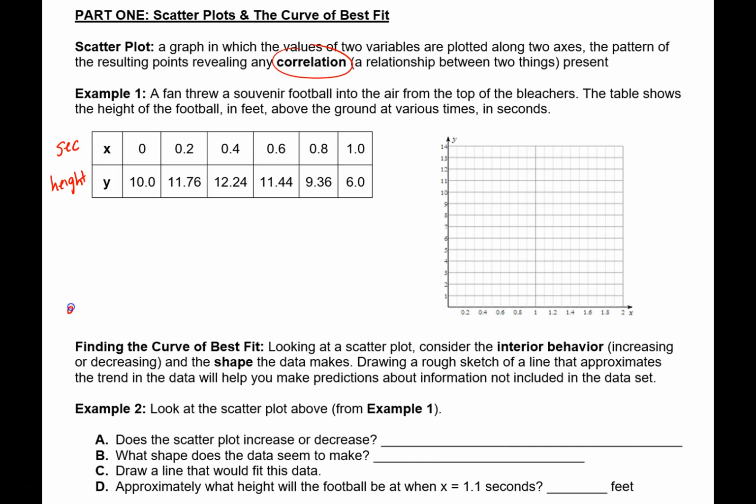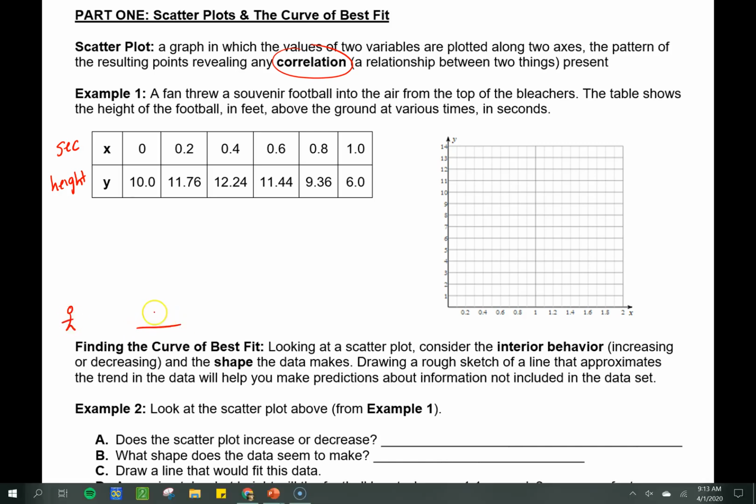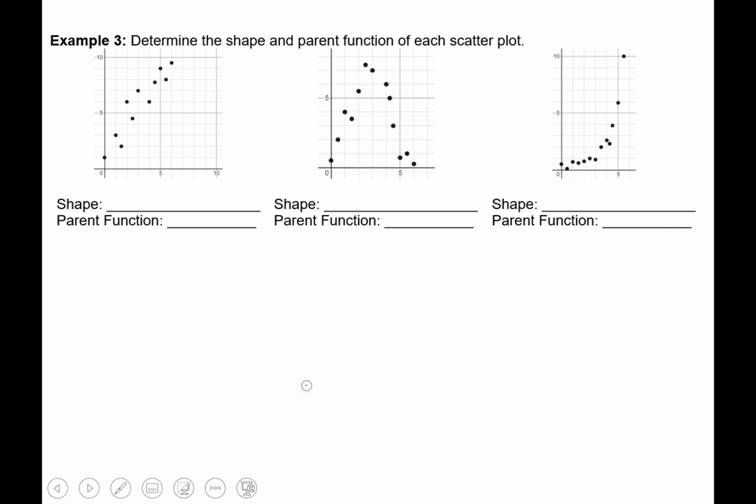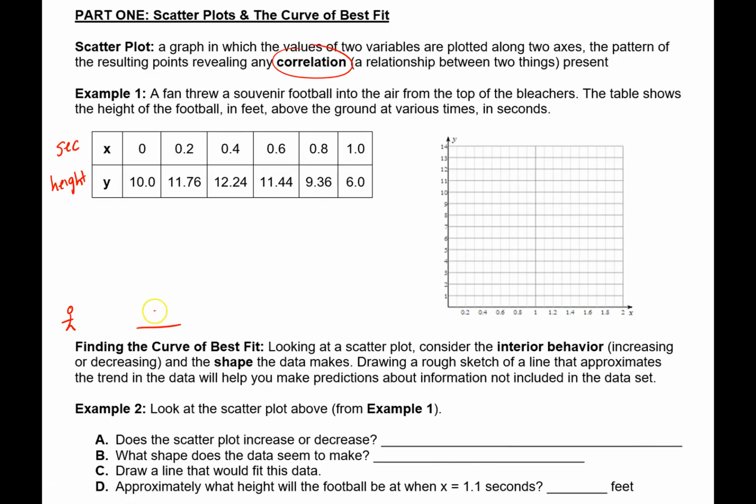So if I have a little person down here and I have a bunch of bleachers, and I'm throwing a souvenir football. I'm going to release it from my hand, it's going to go up, and then it's going to come down, right? That's the football's path. That shape is what we're looking for. We're looking to see, and hopefully this data will follow, do you notice it's kind of a U shape, a parabola? That's what we're expecting to see based on the context of the problem. So let's see if the data works out that way.